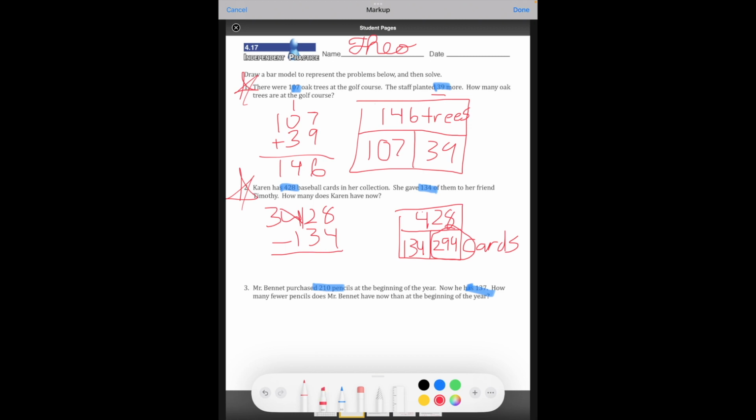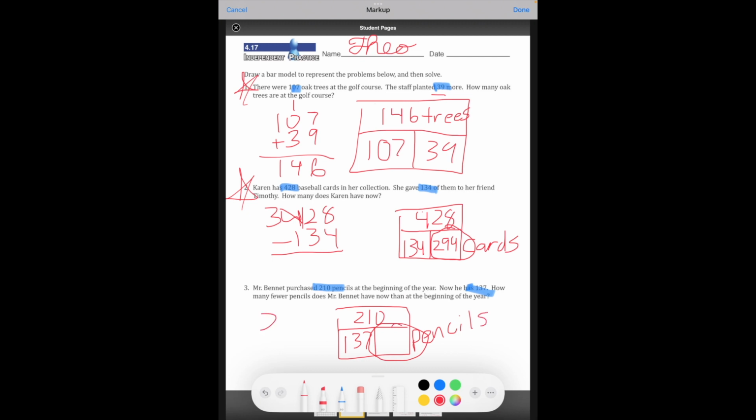Okay, same thing on this one. I'm going to draw on my chart. I know that he started off with those 210 pencils, and then I know that he only has 137 left. So now we've got to solve there. And that's going to be pencils. I'm going to go ahead and put the label on there right now.